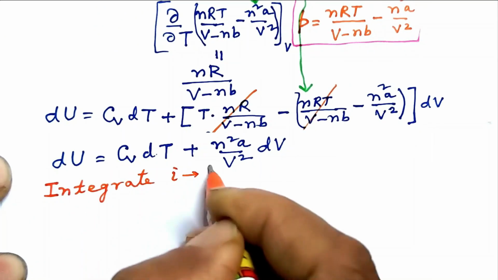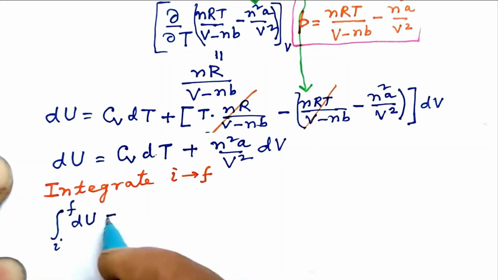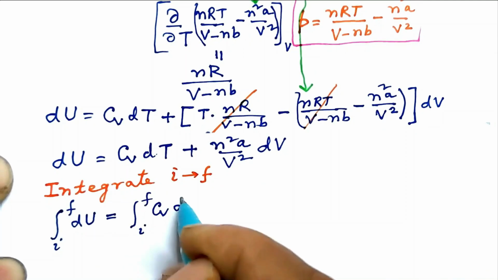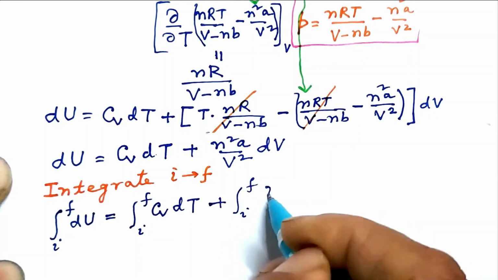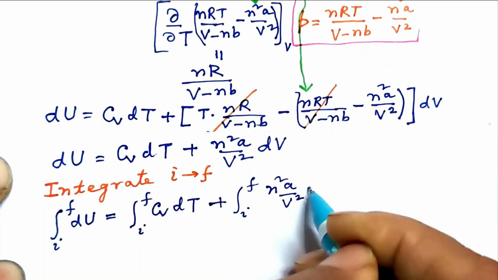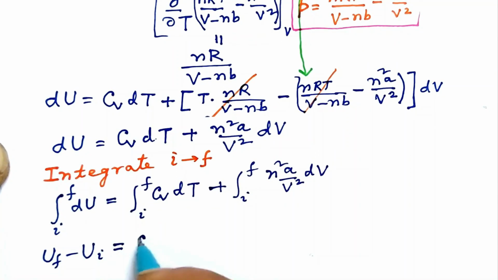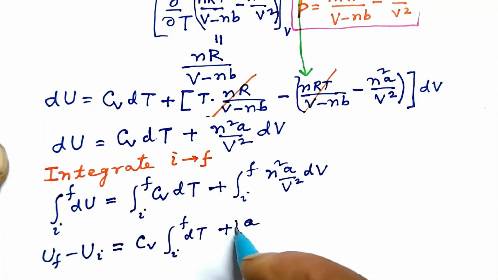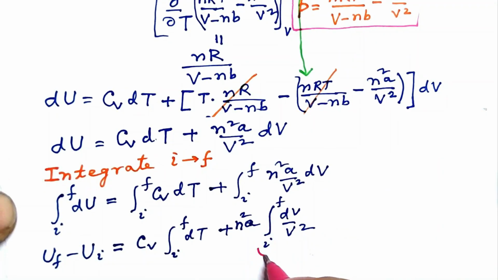integrate from I to F. Integrate from I to F du. This will be integration from I to F over Cv dt plus integration from I to F over n square A by V square into dV. So UF minus UI equal to, taking Cv equal to constant, integration I to F dt plus n square A integration dV by V square, the limits being I to F.